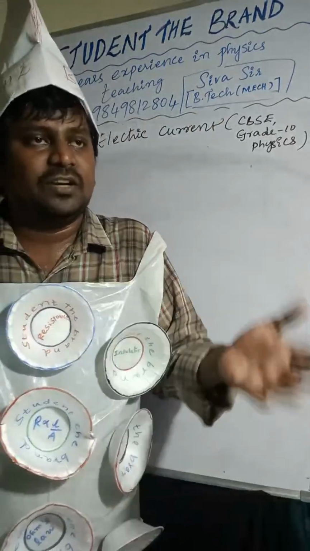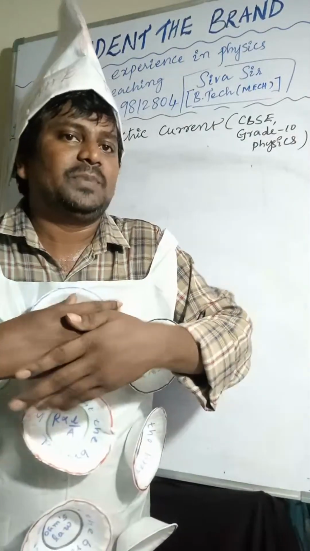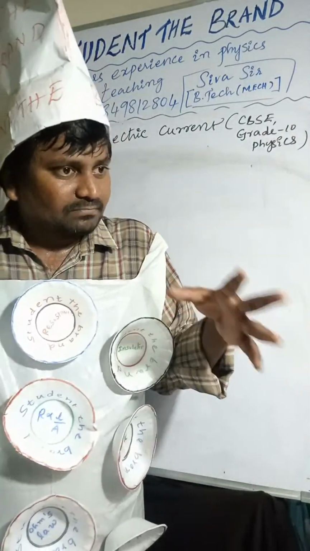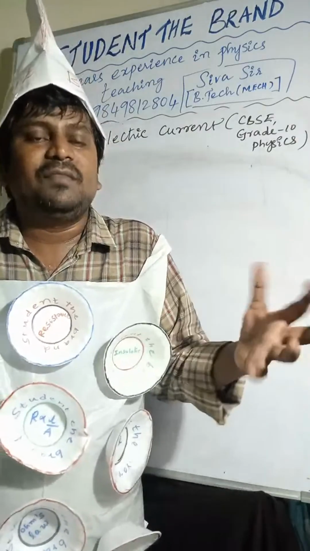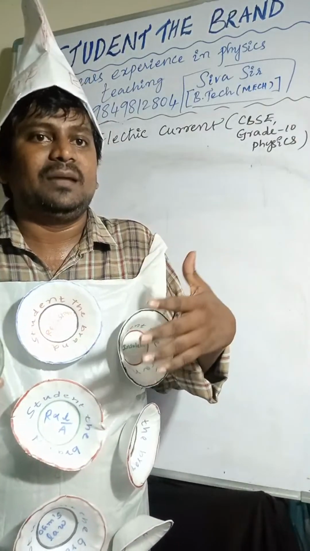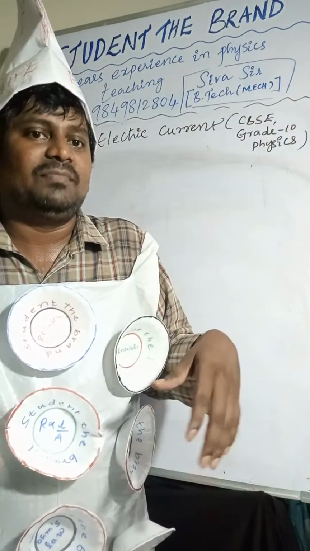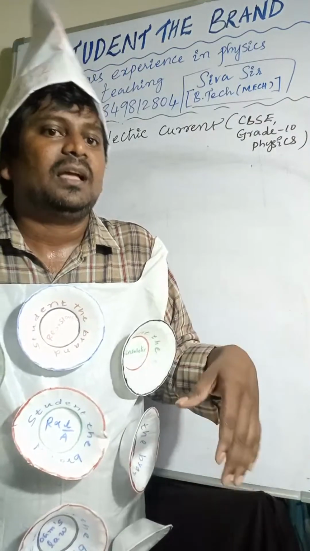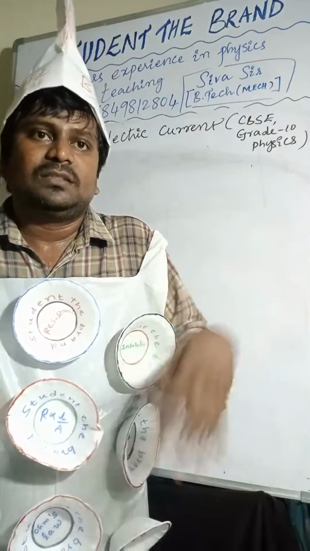1 kilowatt hour equals 3.6 into 10 power 6 joule. And short circuit: direct contact of live and neutral wire takes place, then we can say short circuit. Overloading: heavy high voltage appliances on at a time, then a heavy amount of current will be drawn from the main. Then short circuit will happen.